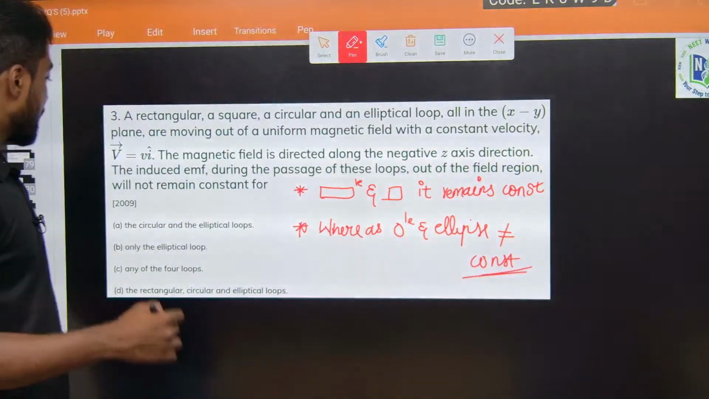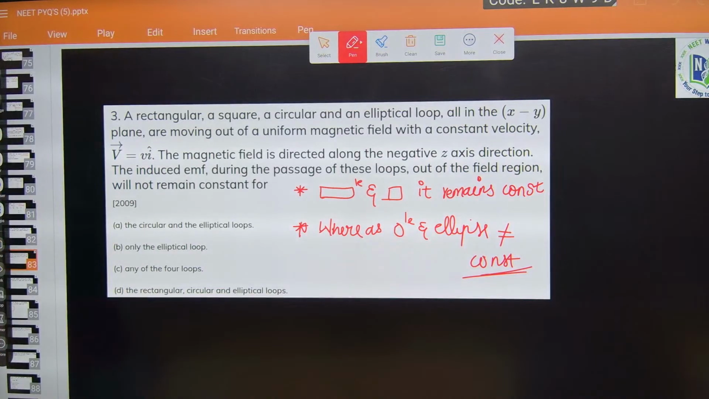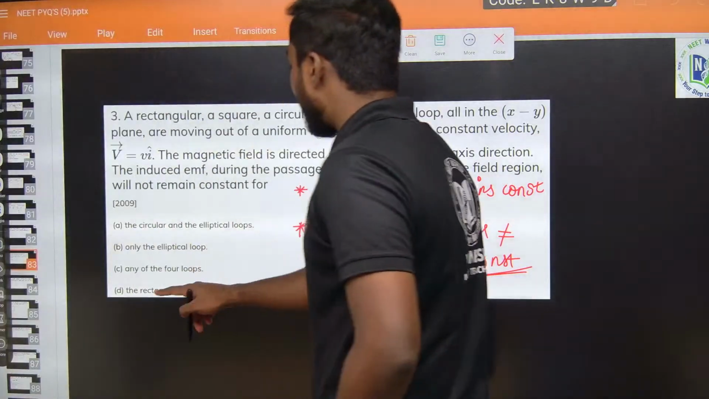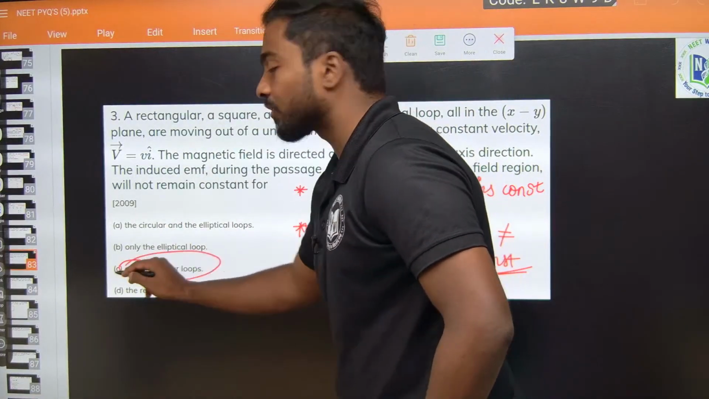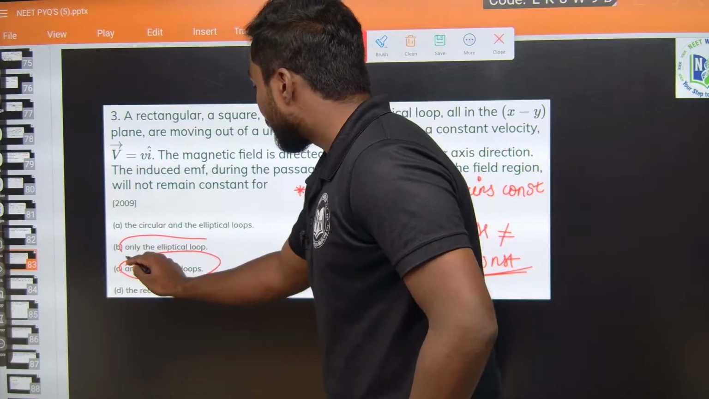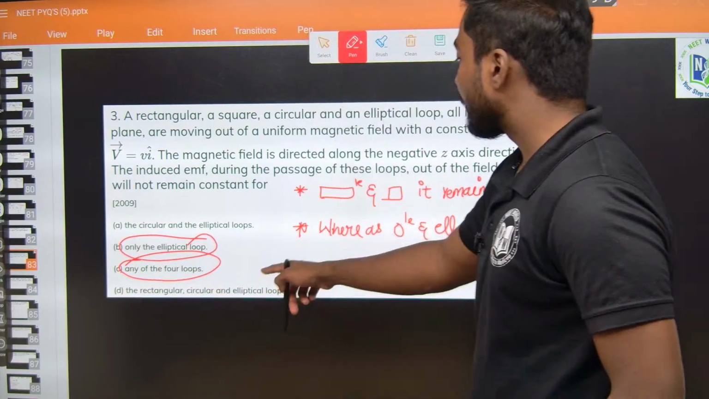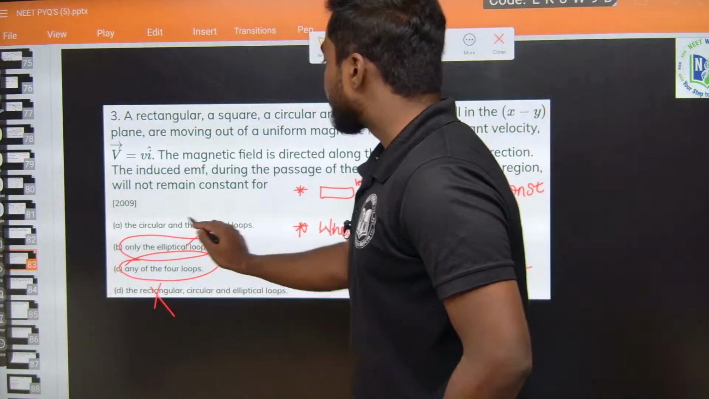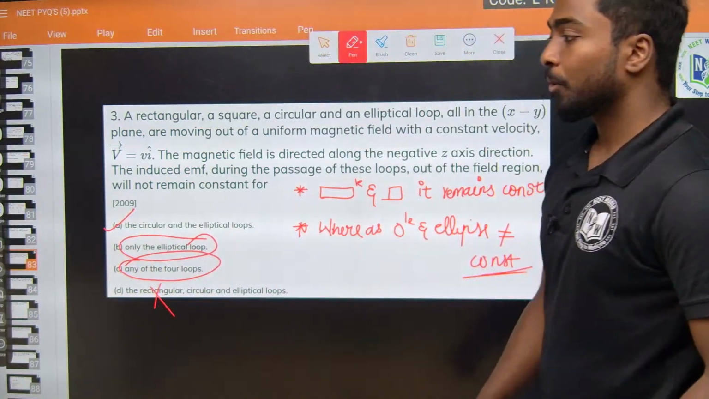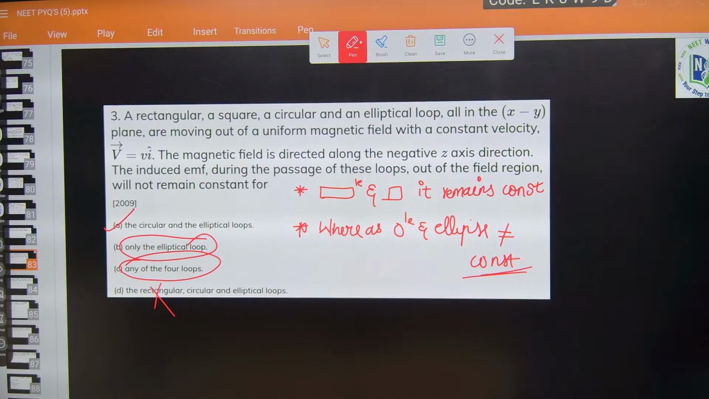Okay, it changes. So what are the given options here? The circle and elliptical loops. Okay, only ellipse or any of the four loops. Any of the four loops is not the answer. Only ellipse is also not the answer. A rectangle, circle and ellipse. Rectangle remains constant. So option A is the correct answer, like circle and the ellipse.